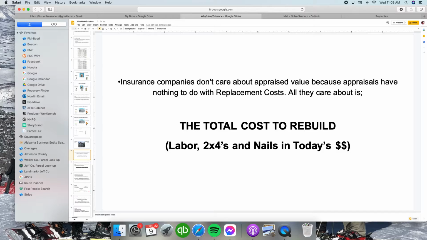So look at this. The insurance company doesn't care about appraisal value. They don't care about what the comps are in the area. That's not important to them. All they care about is replacement. What is the total cost to build? The labor, the 2x4s, and the nails in today's dollars. Right now, who knows what the cost of replacement is going to be with the cost of wood. So think about that. It's not so much the comps in the area, but what it's going to cost to replace that property into exactly the same form that it was in before.